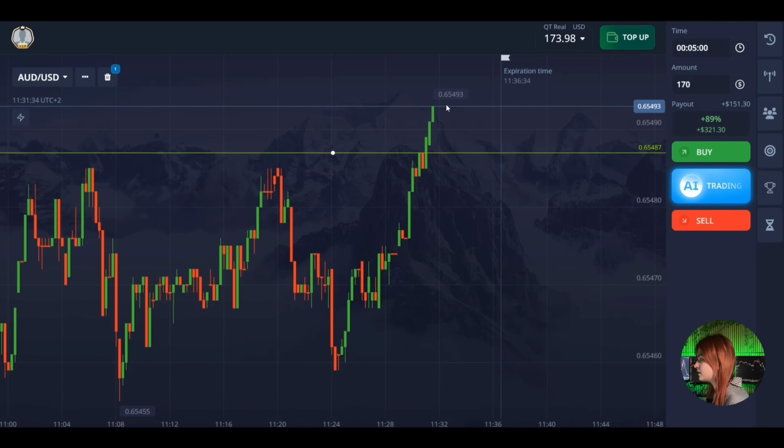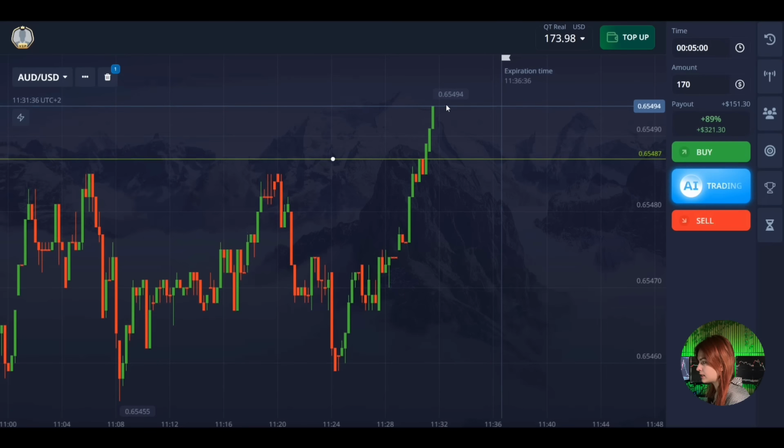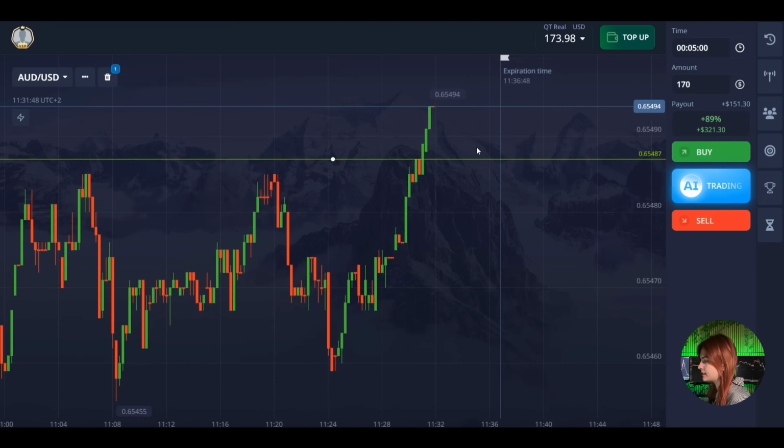But guys, since we will be calculating the price movement for the next 5 minutes, it is likely that after a strong upward movement and a breakout of the level, the price will enter the correction zone and roll back in the opposite direction. So now let's see what the bot suggests we do.